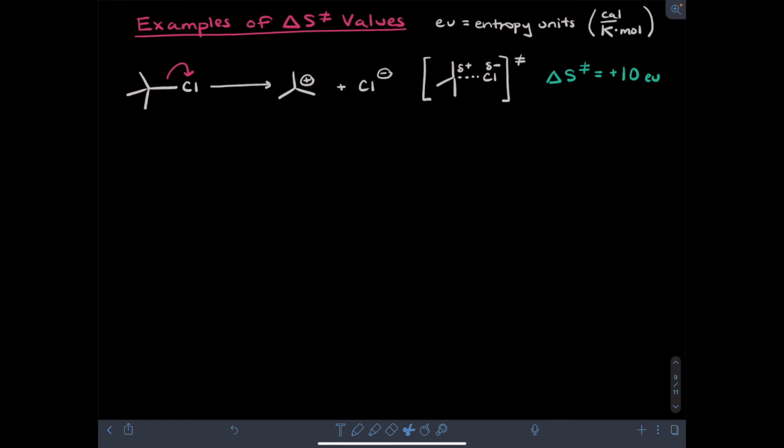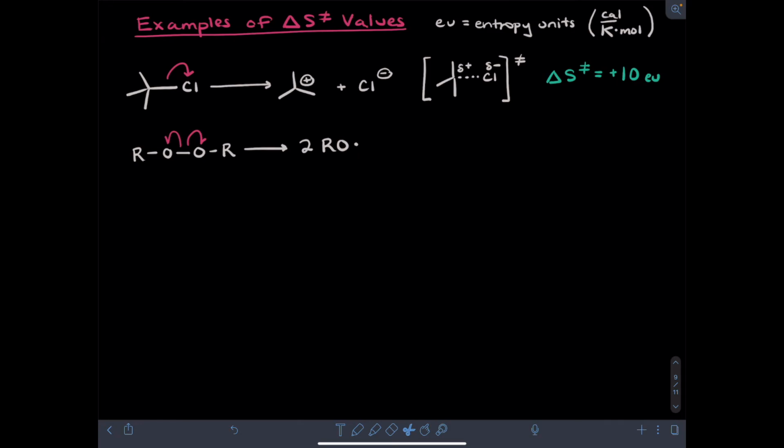We would predict that this would be a positive value because at the transition state, our molecules are coming apart, and when you have two molecules, you have more degrees of freedom compared to one. They're not totally separated at the transition state, but they're more separated than they were in the starting material.